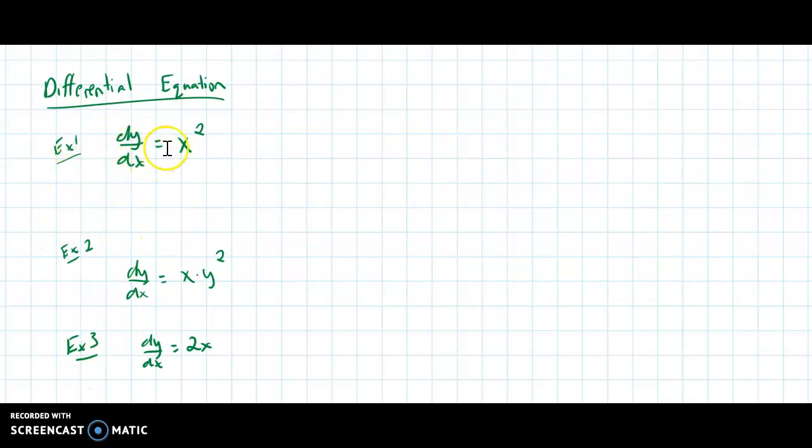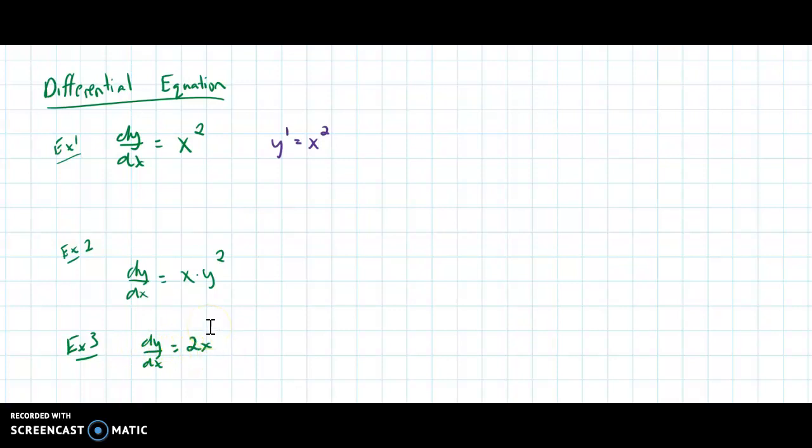First one, dy dx equals x squared. This could also be written as y prime equals x squared. And if we're assuming that the derivative of y is with respect to x right here, then these two are representative of the same thing. Down here, I have dy dx equals x times y squared. And down here, I have dy dx equals 2x.